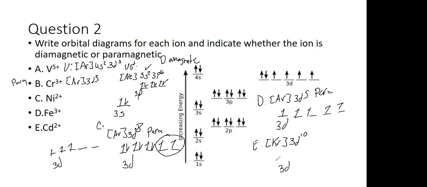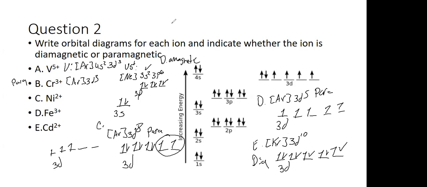So 3D orbital, 1, 2, 3, 4, 5. I'm going to put 5 electrons to begin with in their own area. Now I have 5 more electrons to deal with. 1, 2, 3, 4, 5. 3d10, so everything's paired up. That's diamagnetic.